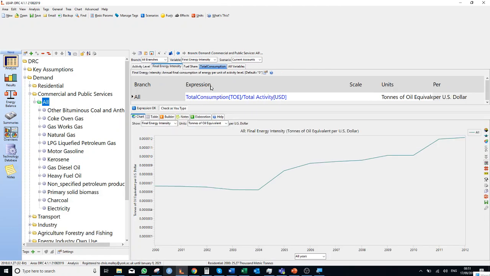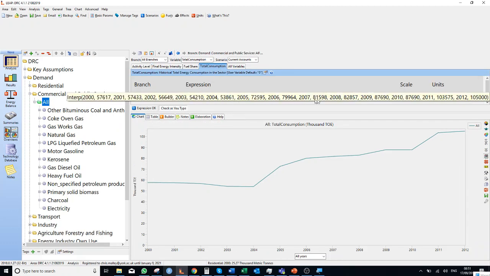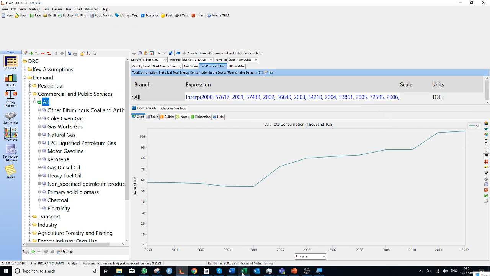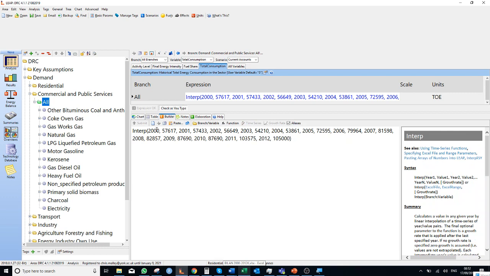I then have my final energy intensity, and that is calculated by an equation. We don't enter this directly. And this is the total consumption divided by the total activity. So the units are tons of oil equivalent per US dollar, per unit of GDP. So we don't enter this directly. We get the total activity from here, and our total consumption is from our spreadsheet. It's entered directly as an interp function.